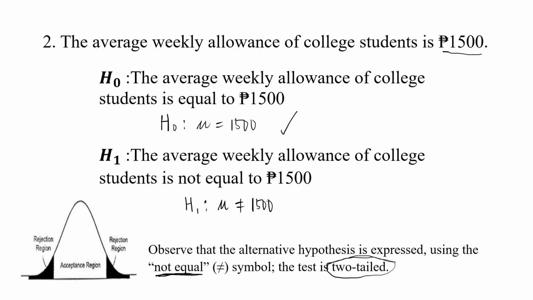Okay. Then, yung normal curve na nandyan, that is an example of a two-tailed test. Okay, so dalawa yung shaded tail niya. Kasi nga, two-tailed test yung ginamit. So, yung shaded part dyan sa ating curve, that is the rejection region.